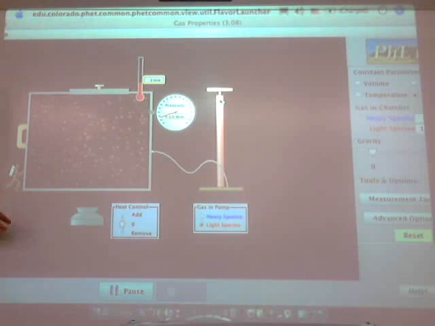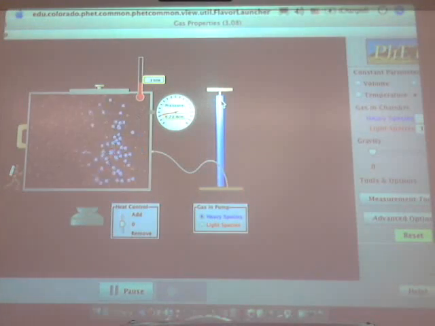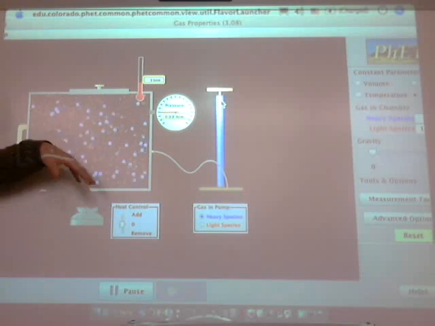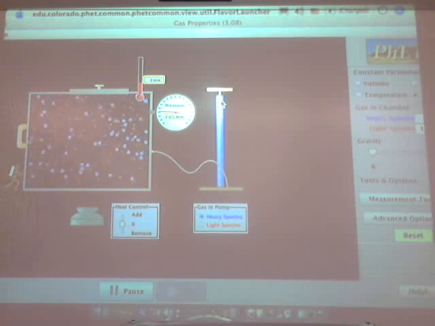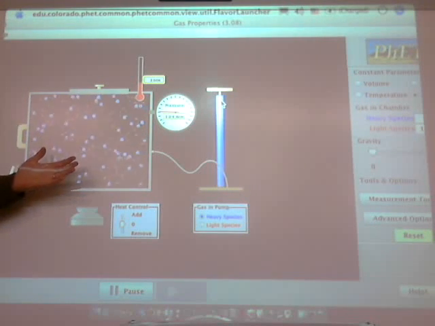what you're seeing here is an illustration of what we call the kinetic theory. These molecules are moving around, hitting each other, randomly moving, and I could change the temperature, volume, and pressure of them, and it changes things about them.